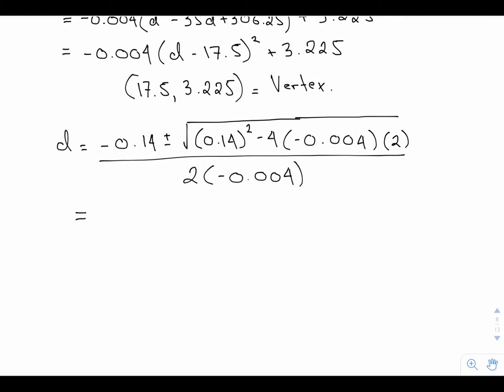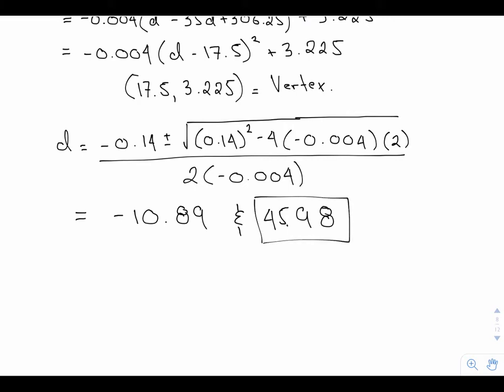Once I do all the calculations, and I'm not going to bother to show them here, I end up with two values. One is negative 10.89, and one is 45.98. Of the two, I choose the positive one because I'm looking at the positive distance of where that parabola touches the ground.